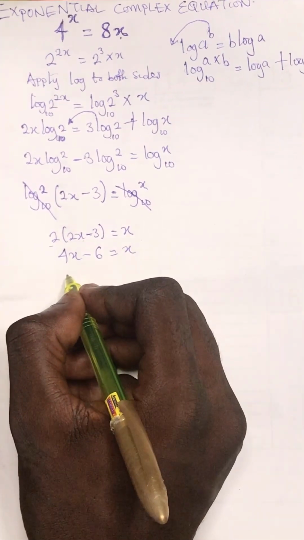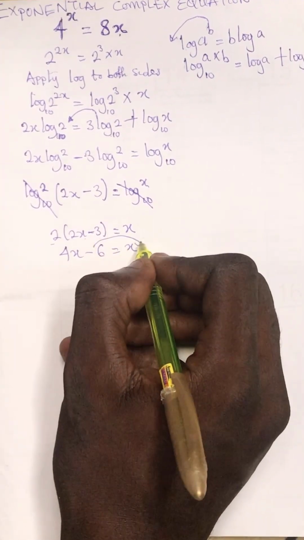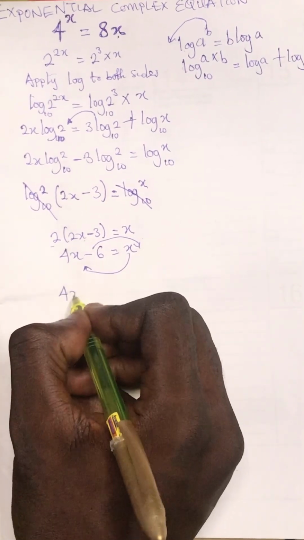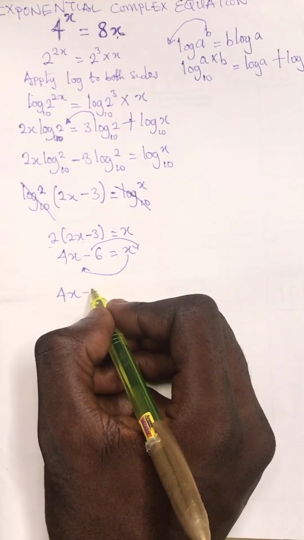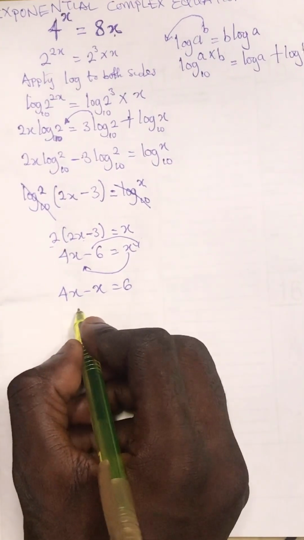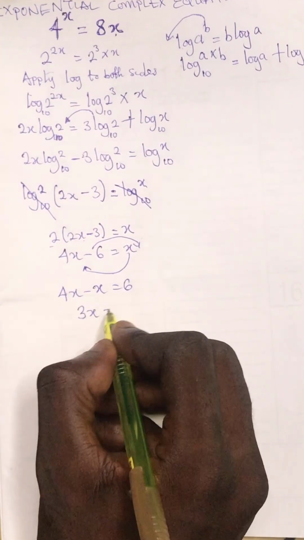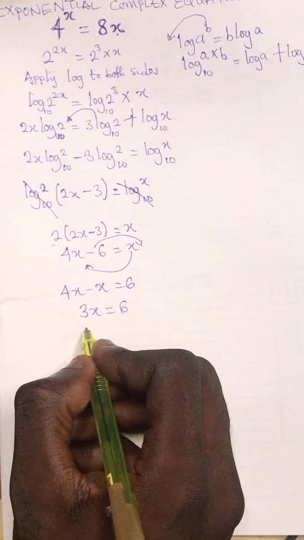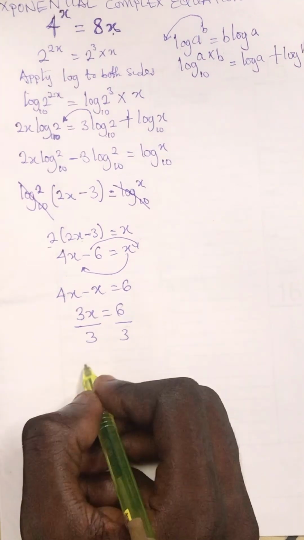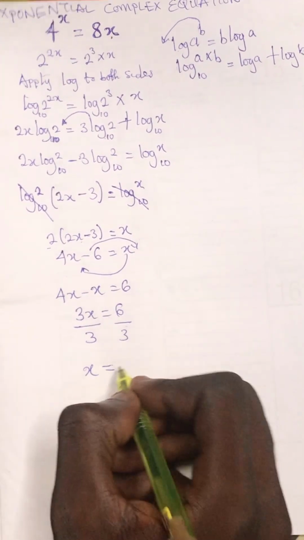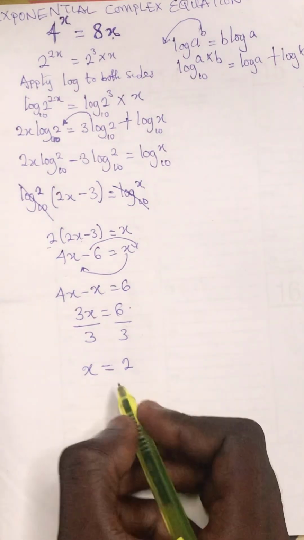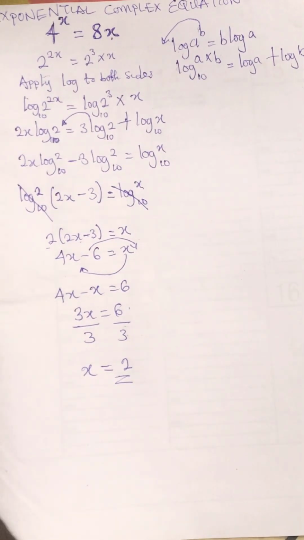Then take this to this side and bring this to this side. That will become 4x minus x equal to 6. Then this will become 3x equal to 6. Divide both sides by 3. Then I will have x equal to 6 divided by 3, which will give us 2. So that means my final answer for x is 2.